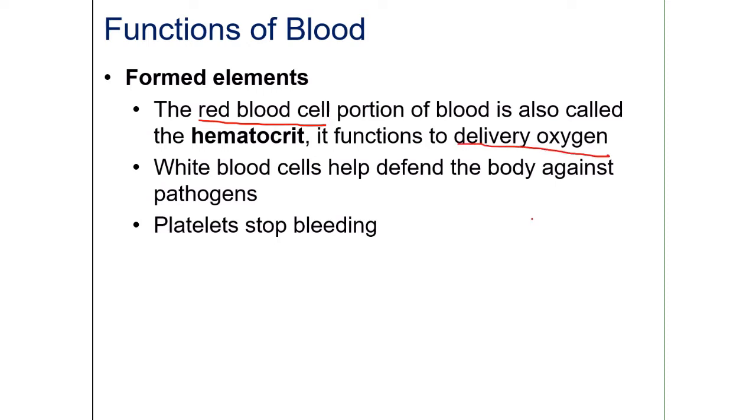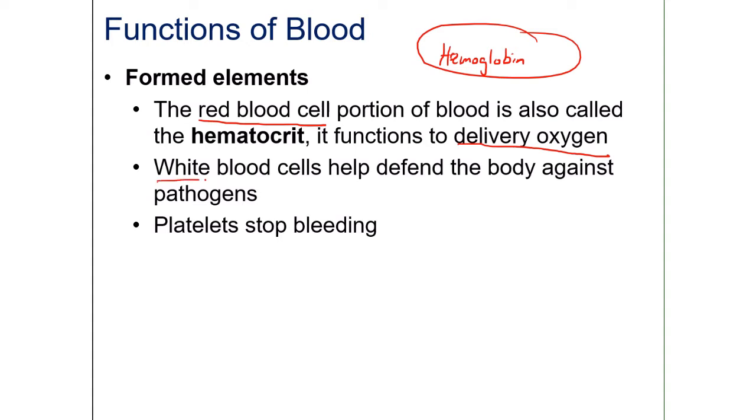Right. So in the red cells, there is hemoglobin. You might remember learning it last semester. It's a protein with 4 subunits in its quaternary structure, and it's going to be carrying oxygen and delivering it throughout the body. More on that later.